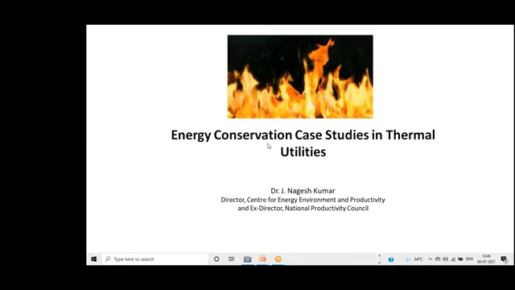When we approach energy savings in thermal systems, what we are trying to do is an energy balance, starting from the fuel: how much fuel is burnt, how much heat is generated.